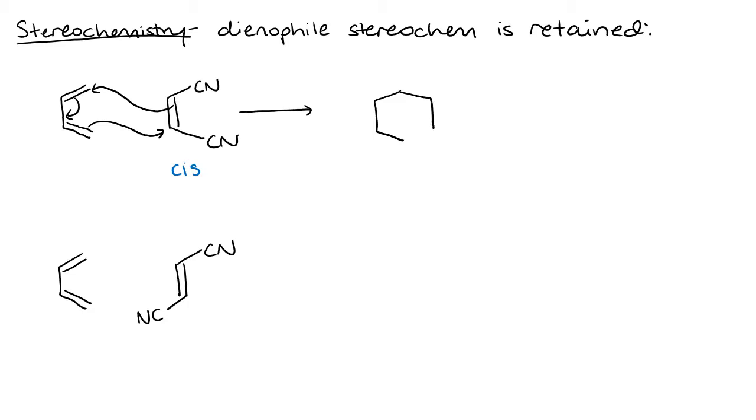So we make a 6-membered ring. Now I'm going to show our cyano groups as either both wedges, which would make them cis, or I can draw them as both dashes. These are meso compounds, so either way we draw them would make them the same.